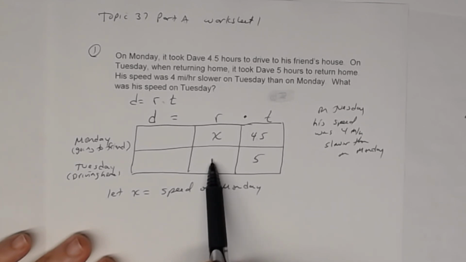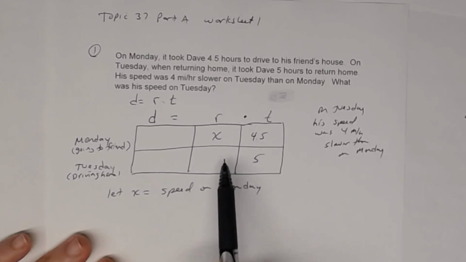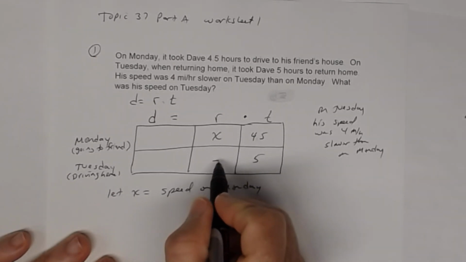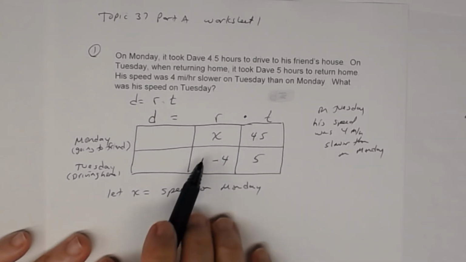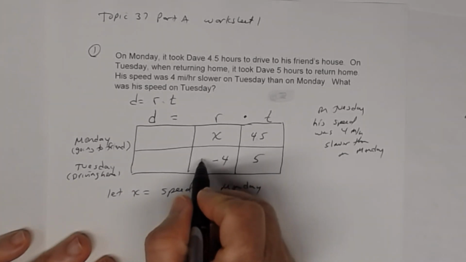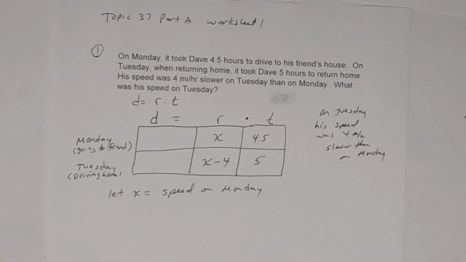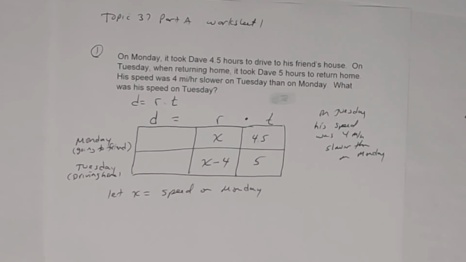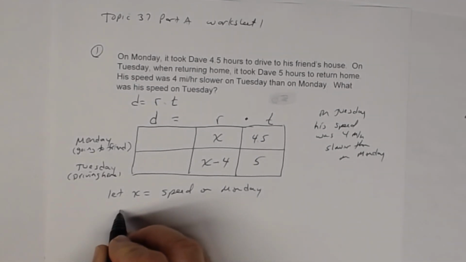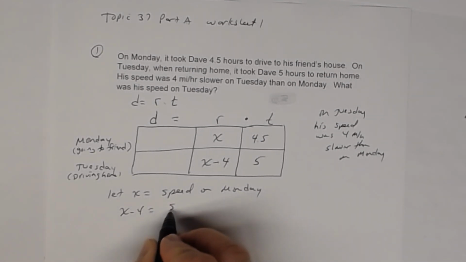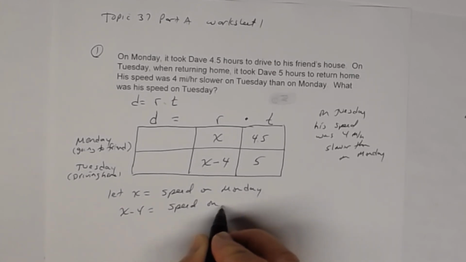46, because it's 4 miles per hour slower. So how'd you get 46 here? You said 50 minus 4. Minus 4, right? So it's whatever this speed is minus 4. So the way to represent Tuesday's speed is to say x minus 4. So his speed on Tuesday is x minus 4.